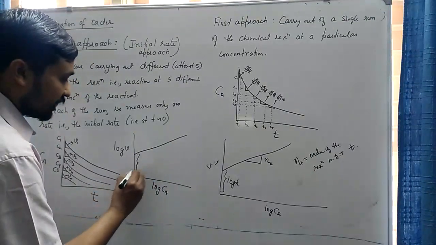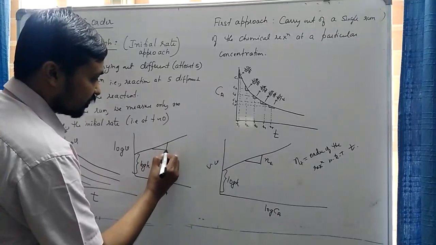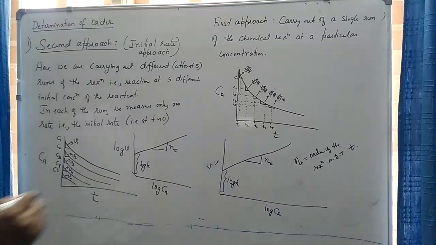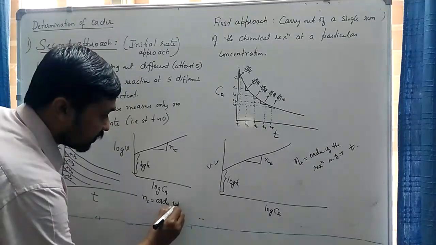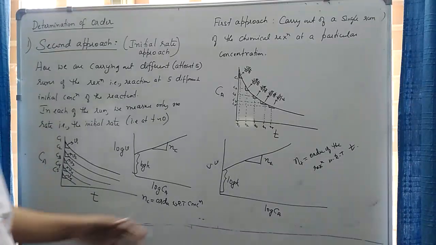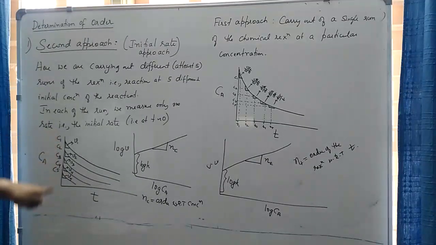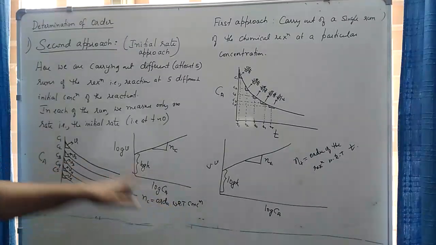The intercept of this straight line will be log k, and by taking anti-log we can find out the rate constant, and the slope of this graph is the order of the reaction, which is called as NC, that is NC is the order of the reaction with respect to concentration. It does not depend on time, because we have measured all the rates at t almost equal to 0, at the same time for all the 5 runs. So this NC value does not depend on the time, it depends on the concentration.